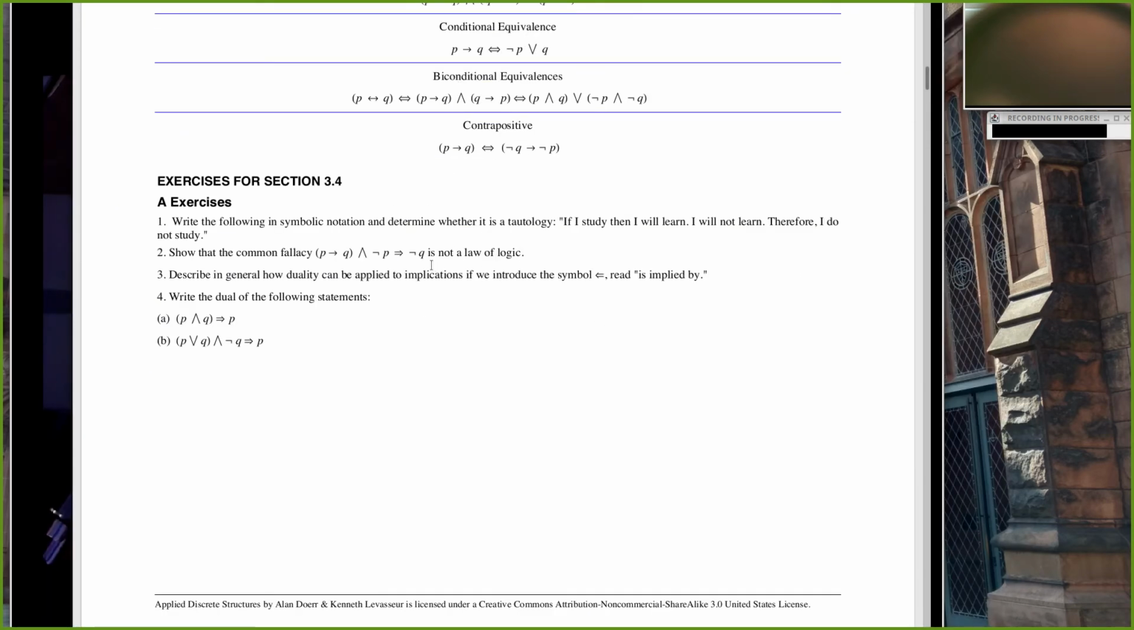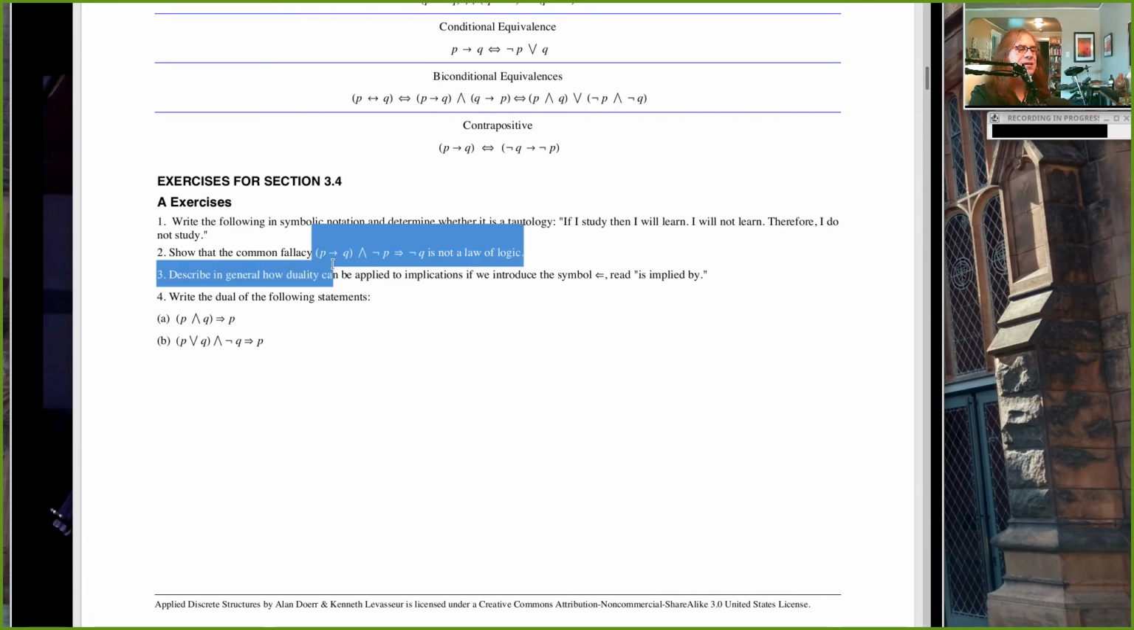All right, 3.4 number 2. Show that the common fallacy is not a law of logic. We're going to talk about fallacies in a minute in general. But how do you show that something is not a law of logic? Well, you could find an example where this is not true, or you could use a truth table, right? There's different ways to do it. This statement is saying, again, all of this stuff to the left of the double arrow, if all of that is true, then that is true. And you want to show that this is not a law of logic.